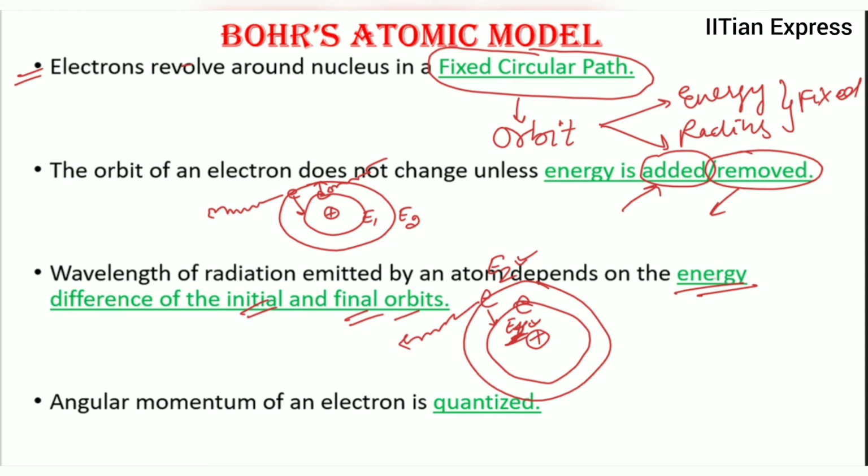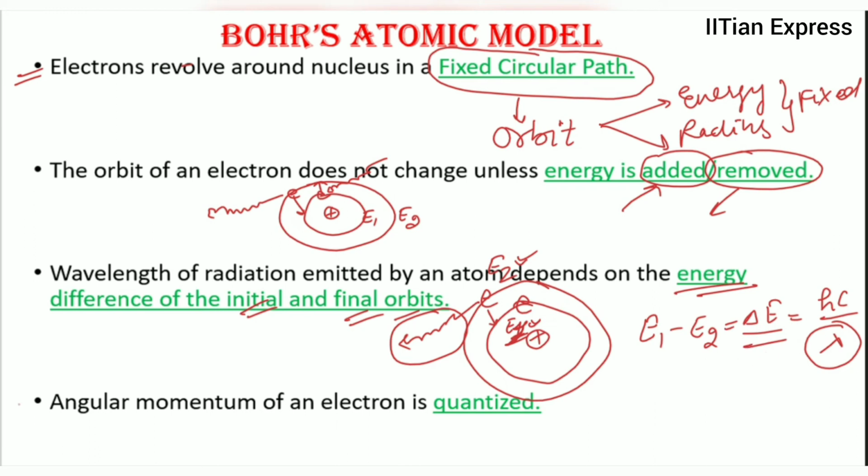So the wavelength of this energy depends on the energy difference, that is delta E, which equals hc by lambda, and this lambda depends on this energy difference. Hope you got it.